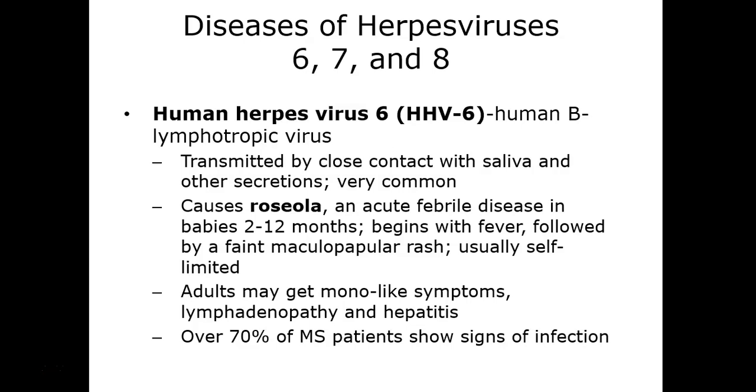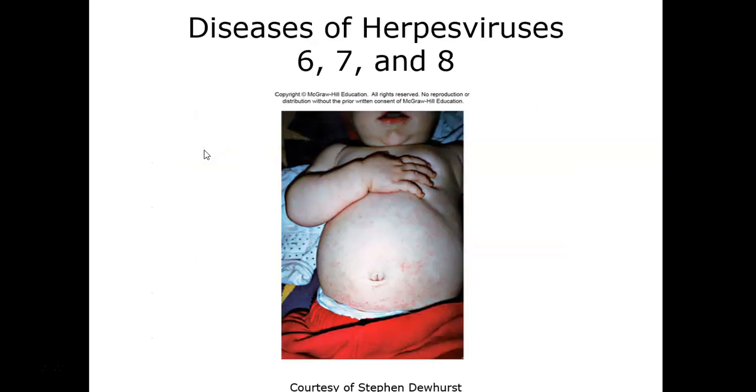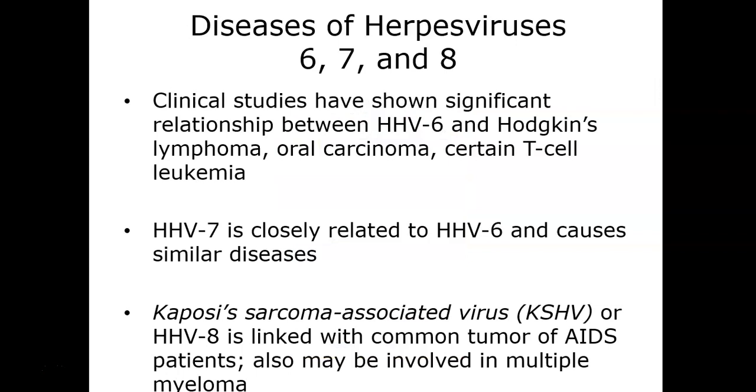The HHV6 actually replicates in things like your T cells and macrophages. So this is targeting those very important immune cells for defense. So that's why we often see things like lymphotropic. It's targeting and destroying your T cells and macrophages. So again, here's that roseola, that maculopapular rash. Clinical studies have also shown a relationship between HHV6 and different types of lymphomas and carcinomas, the T cell leukemia.